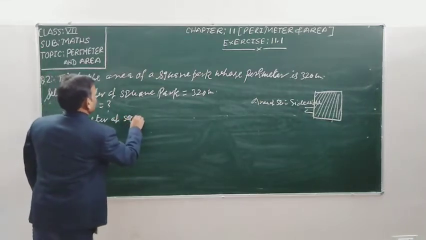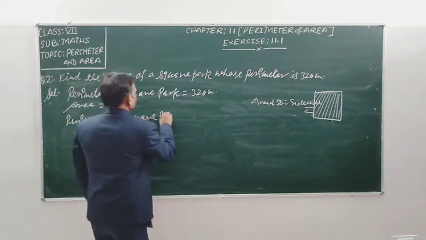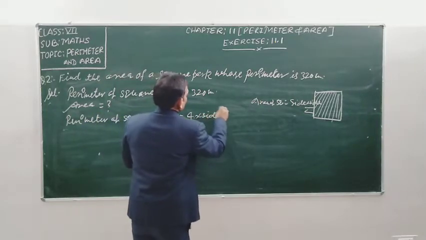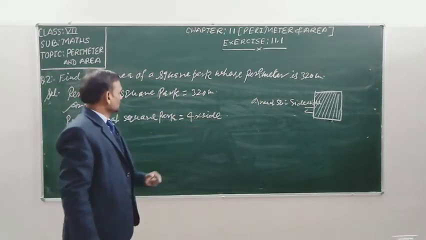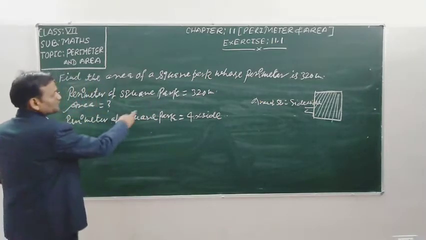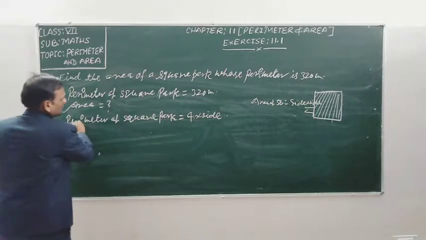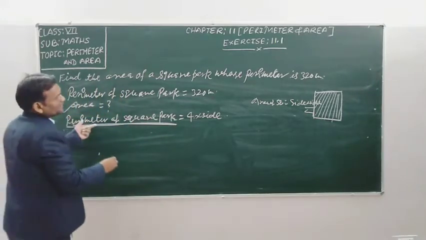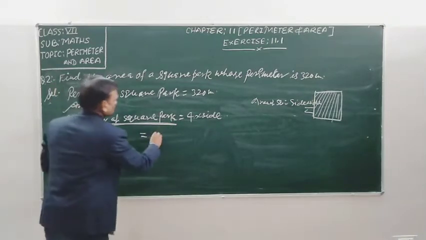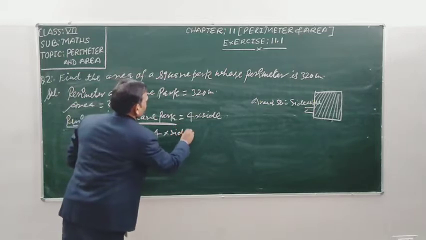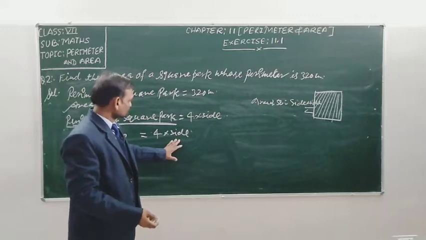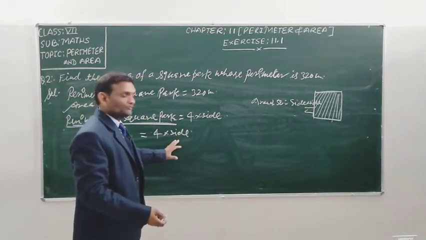So, perimeter of square park is equal to 4 into side. You know, 4 into side. And put the value of the perimeter in this formula. Perimeter is 320. So in place of this, we can write 320 is equal to 4 into side. This is an equation. We need to find out the value of side, the length of the side.